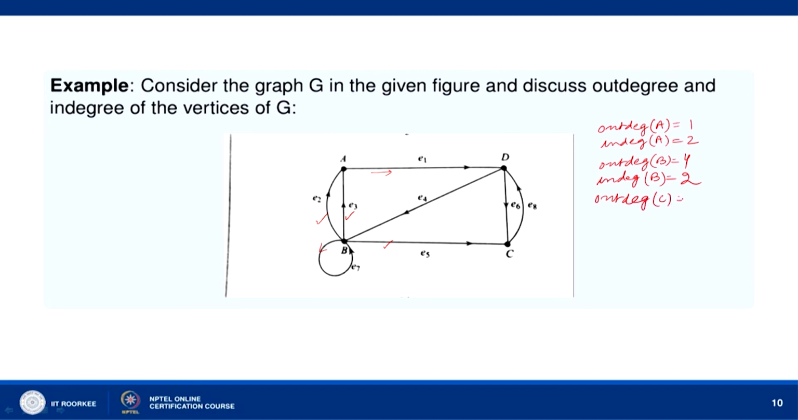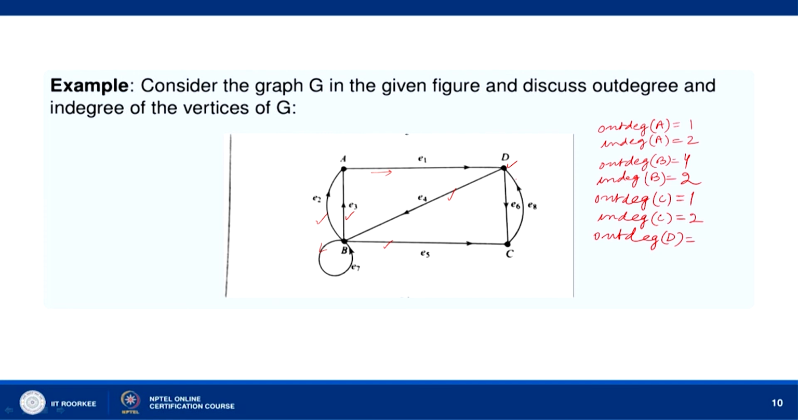Then the out degree of C. At C you can see E8. E8 is beginning at C, and only E8 is beginning at C. So, the out degree of C is 1. In degree of C: how many are ending at C? E5 is ending at C, E6 is ending at C. So, 2.